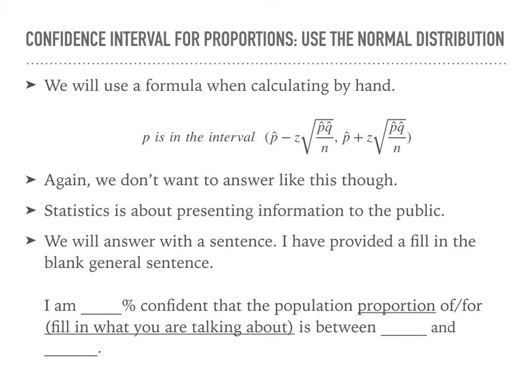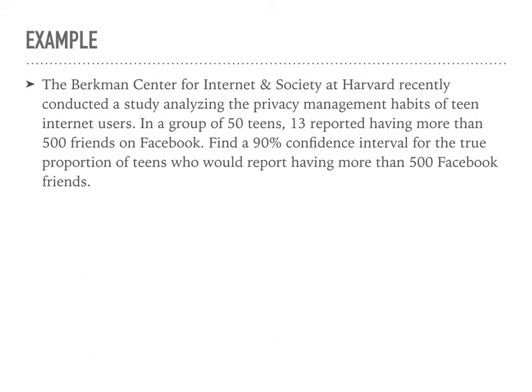So let's take a look at an example. The Berkman Center for Internet and Society at Harvard recently conducted a study analyzing the privacy management habits of teenage internet users. In a group of 50 teens, 13 reported having more than 500 friends on Facebook. Find a 90% confidence interval for the true proportion of teens who would report having more than 500 friends on Facebook.